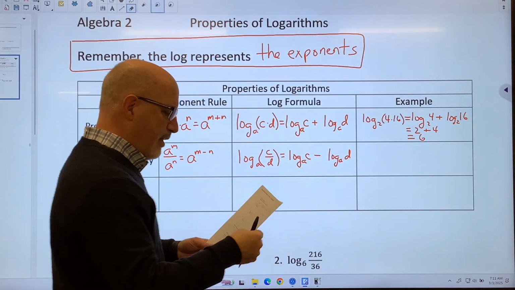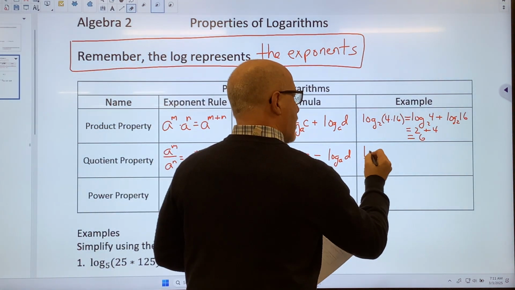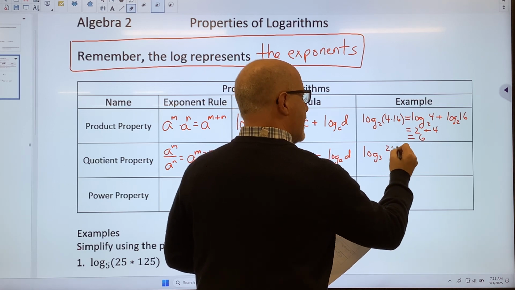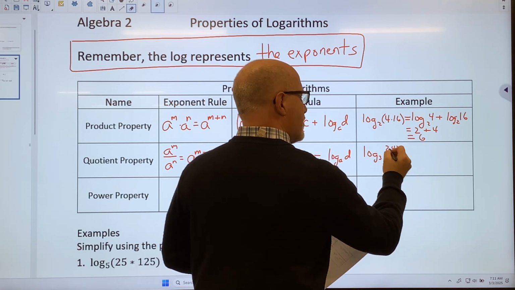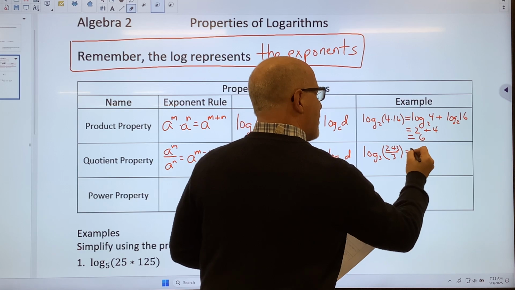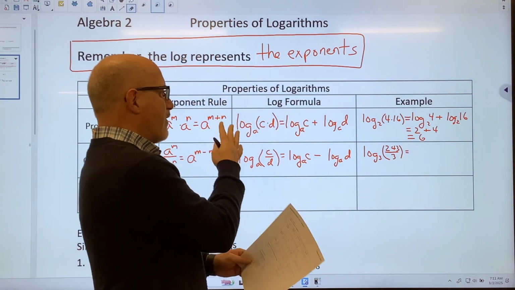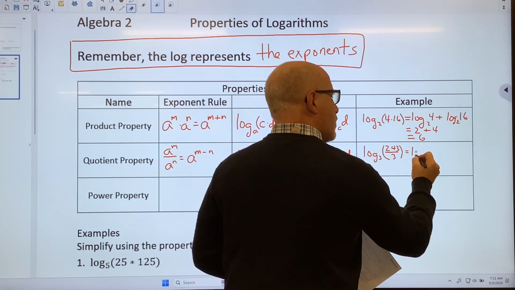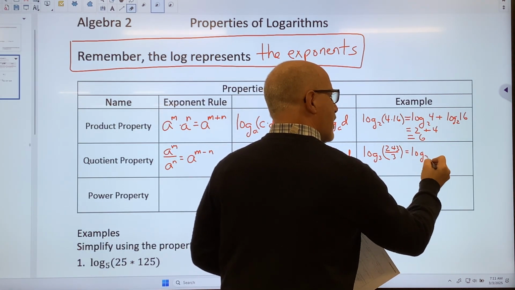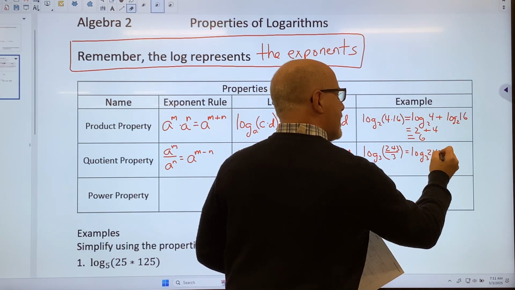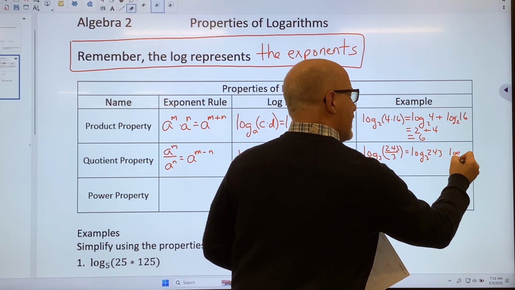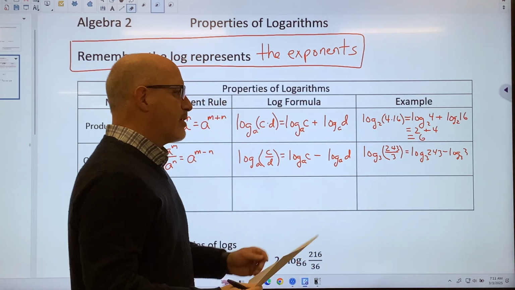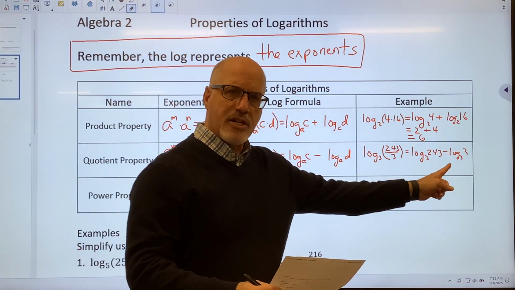So let's take a look at how that works for an example. So log base 3 of 243 over 3. Now we could reduce that and then do the log if we wanted to, but let's affirm this log formula by taking a look at what this looks like with that formula. Log base 3 of 243 and then log base 3 of 3, and we're going to subtract the two of them. So the division becomes subtraction.